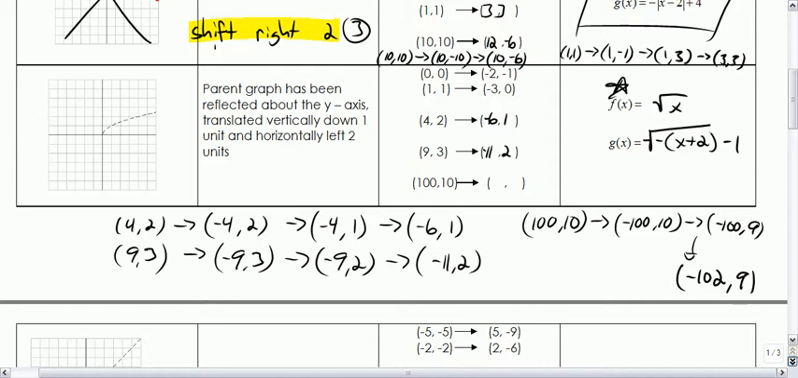So if you plugged negative 102 in for x right here in blue, you should get 9 out of that. Negative 102 plus 2 is negative 100. Then you apply the negative sitting here, so that would give you positive 100. The square root of 100 is 10. 10 minus 1 is 9. And that's the principal square root, so we only care about the positive. Okay, so (-102, 9).